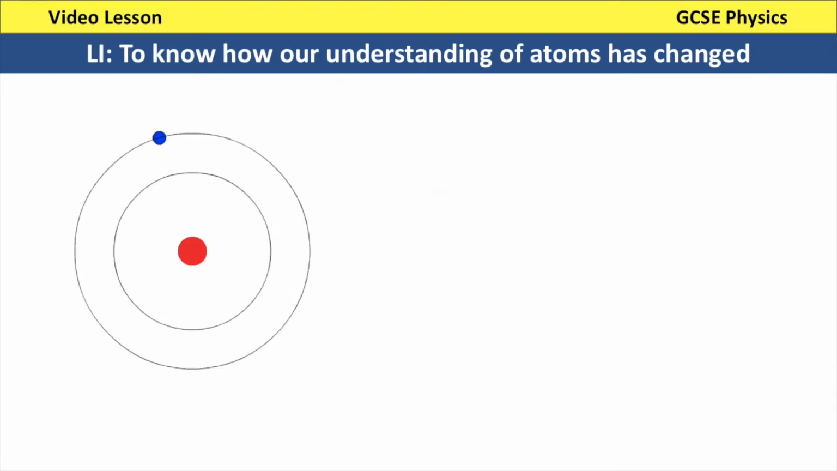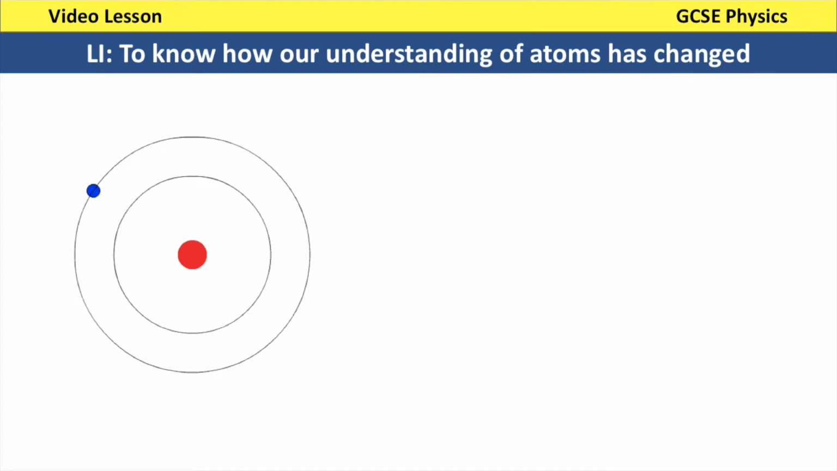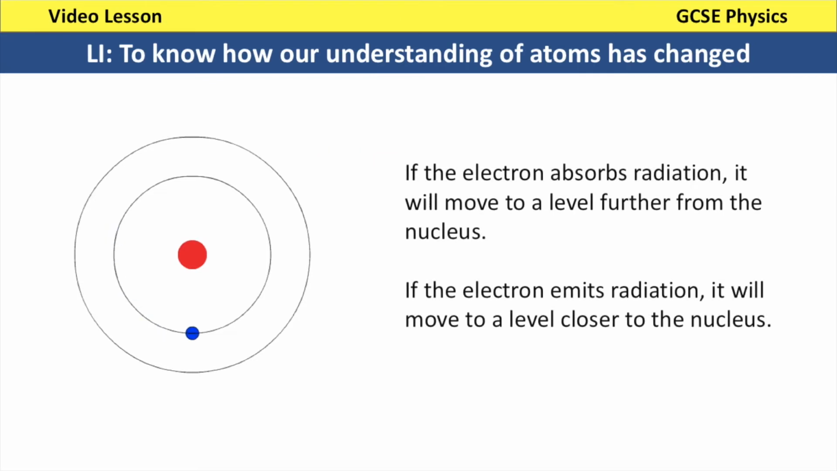Now, work on quantum physics has then shown that electrons can actually move from one energy level to another. They can do this by either emitting or absorbing electromagnetic radiation, which is what the GIF there on the left hand side of the board is showing. If the electron absorbs radiation, it will move to a level that is further from the nucleus, and we refer to that as being a higher energy level. If the electron emits the radiation, which means gives out the radiation, it will move to a level closer to the nucleus, or a lower energy level.